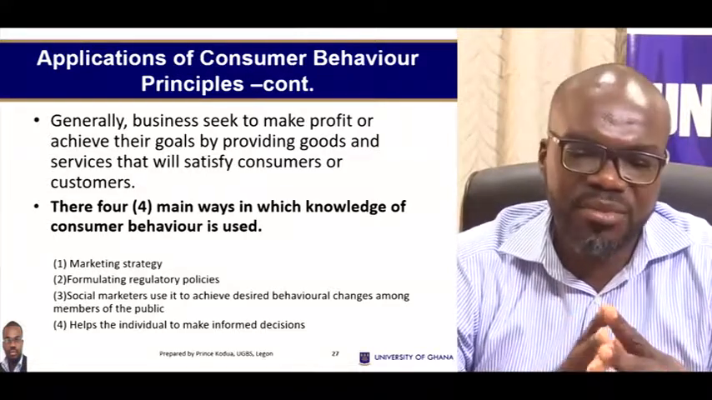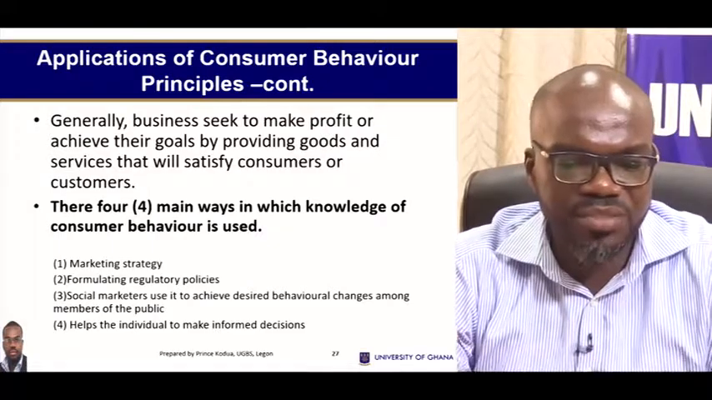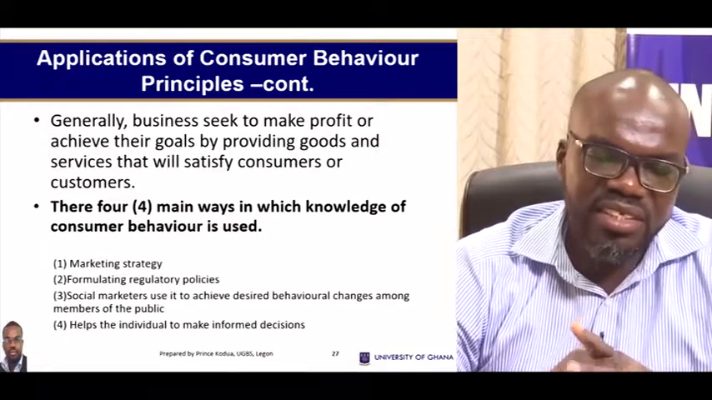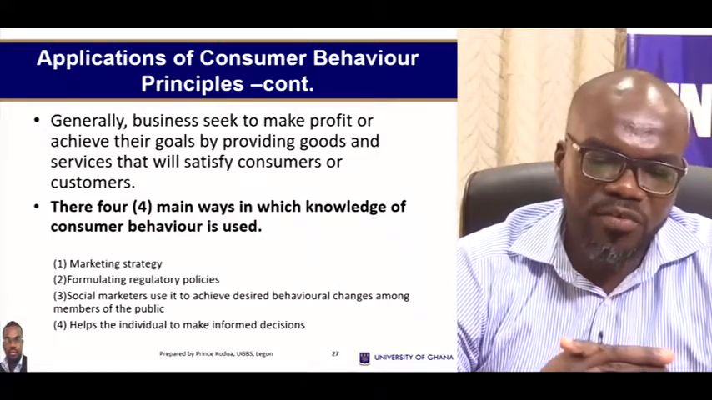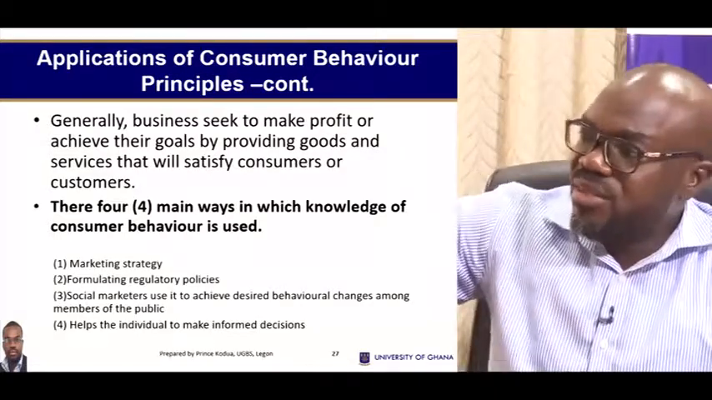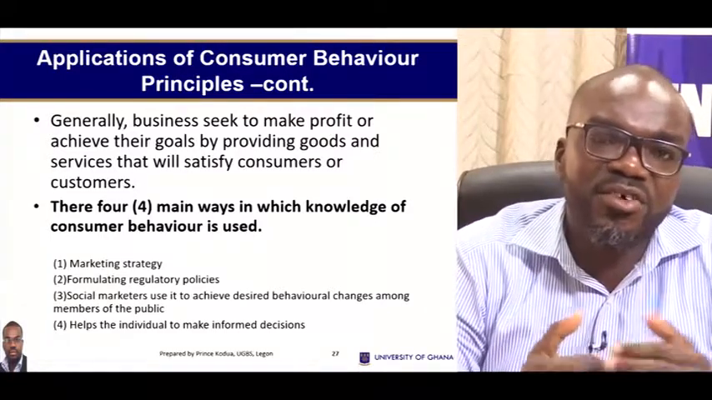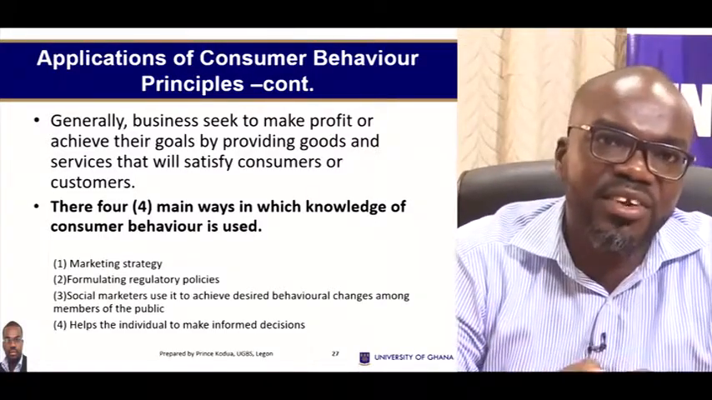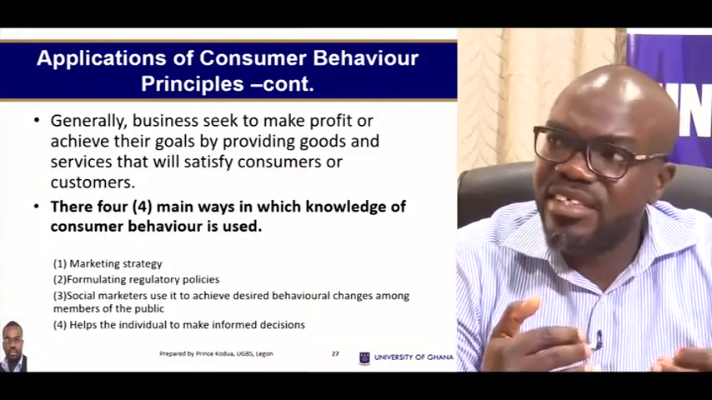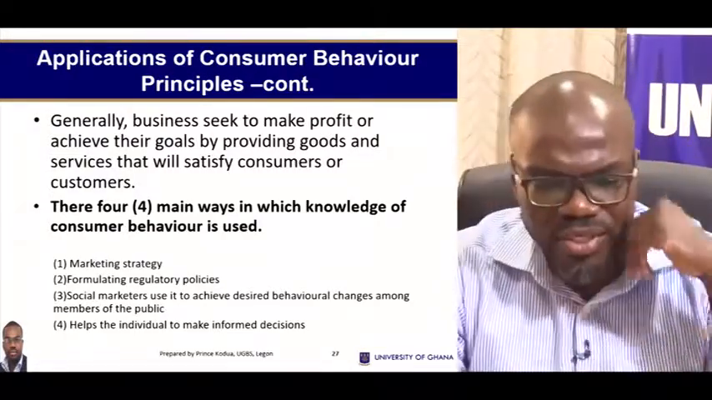But in more specific terms, we can also talk of four main ways in which knowledge of consumer behavior is used. One, issue of strategy, marketing strategy, is also applicable by way of formulating regulatory policies. When we talk of the regulatory bodies we have, they also deal with consumers or target market. They can only do this when they have good understanding of the consumer decision-making process, of the psychological influences on consumers and so on. This will help them come up with the right policies and all that.